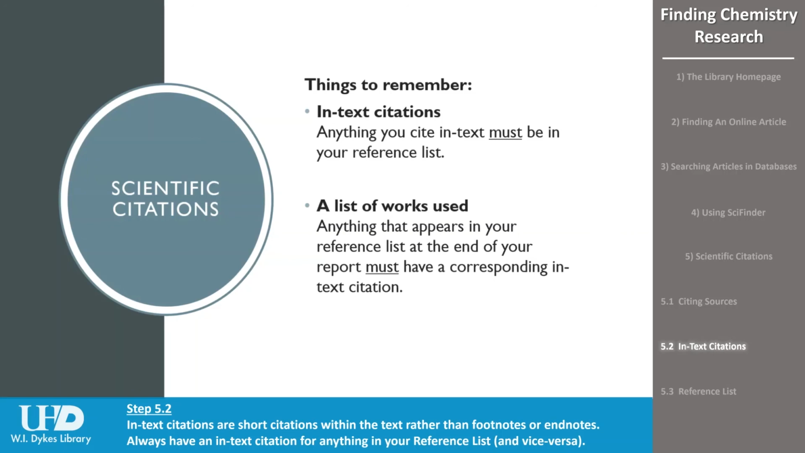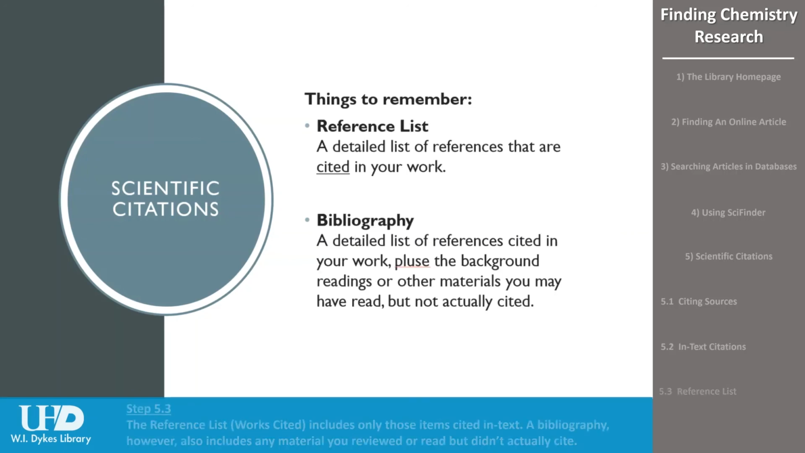You'll notice the use of the term reference list rather than bibliography. These are two distinct types of lists that can be found at the end of a paper. A reference list includes only those items you cited in text in your report. A reference list may also be called a works cited list, depending on the citation format you are using. A bibliography, however, includes not only the resources you cited in your report, but any other material you reviewed or read but didn't actually cite. The citation formats you will be using use reference or works cited lists, not bibliographies.